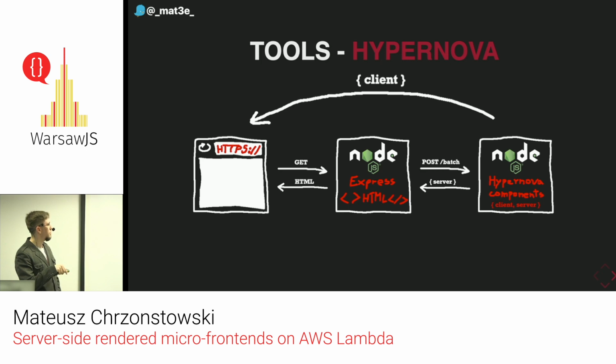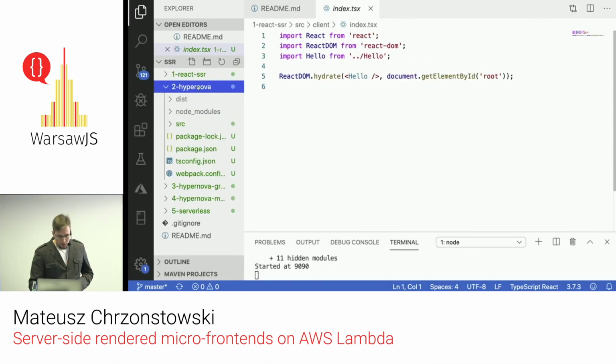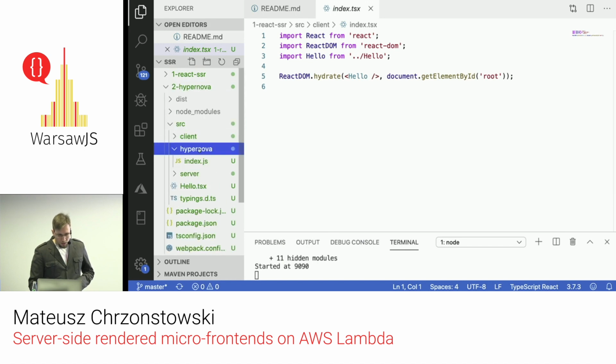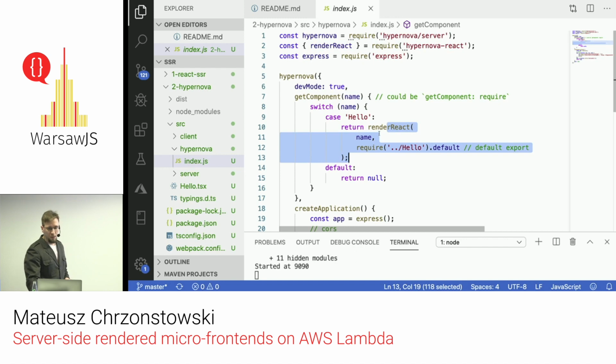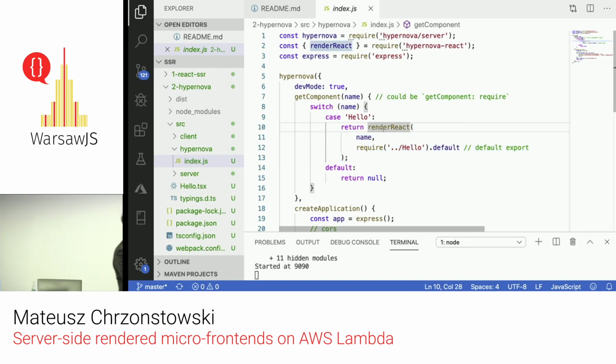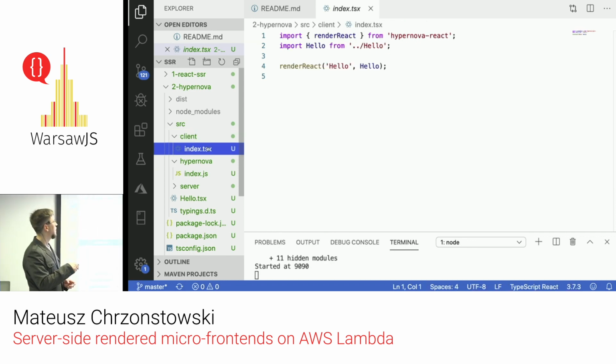Yeah, so we are starting with the initial load from the server, and then we are hydrating like that. So I have also an example for that, and as you can see in a second, it will abstract a lot for us, because I don't care what server-side rendering in React looks like. I'm just executing the render React method from Hypernova React, and what's more, on the client side, I do the same. Yeah, so this is really nice.